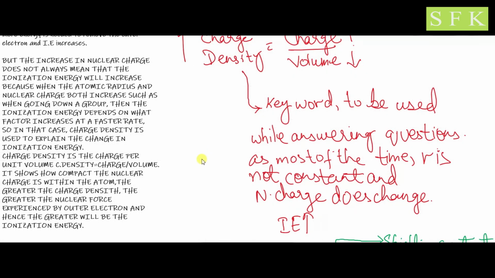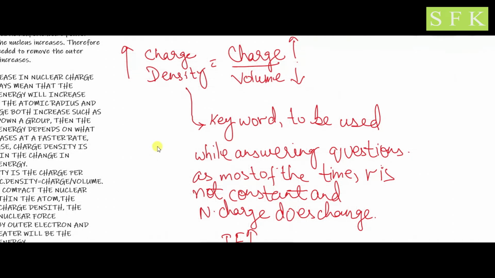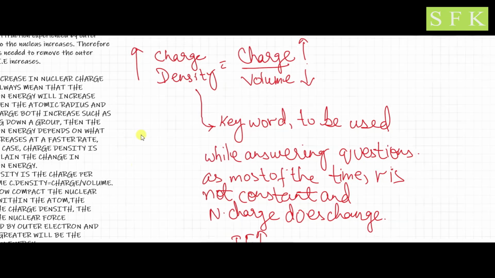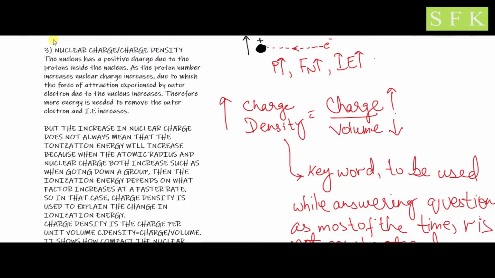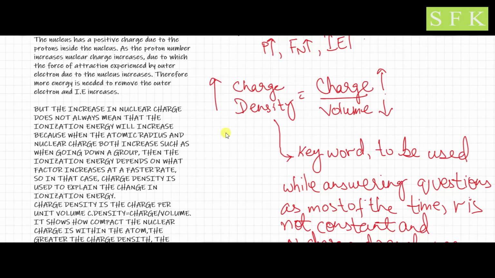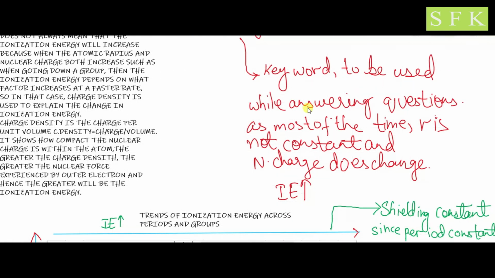It is important to use the term charge density because I've seen it being used repeatedly in the marking schemes as an alternative valid point to the nuclear charge. So it's better to use both the terms to be on the safe side while writing an answer for at least 3 marks. Okay, so it's a keyword while answering questions, as most of the time the radius is not constant and the nuclear charge does not change.